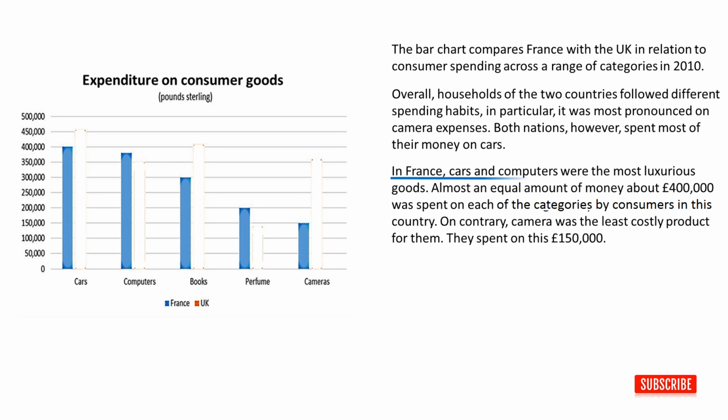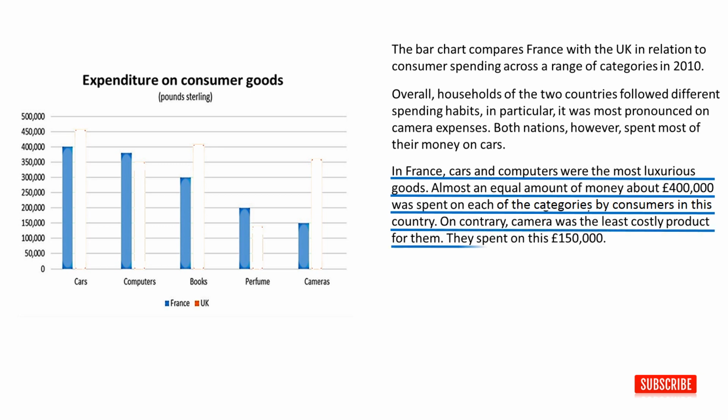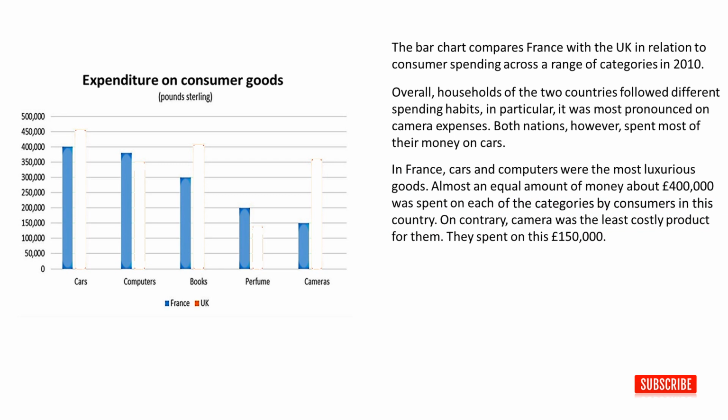In France, cars and computers were the most luxurious goods. Almost an equal amount of money, about £400,000, was spent on each of the categories by consumers in this country. On the contrary, cameras were the least costly product for them. They spent on this £150,000. Why do I comment that cars and computers were the most luxurious goods in the year 2010?